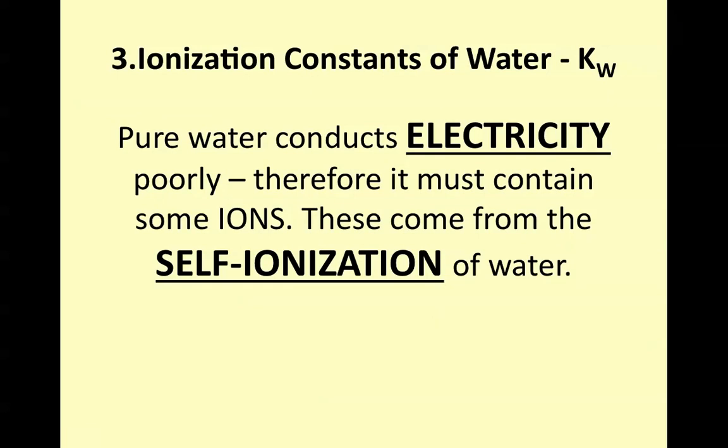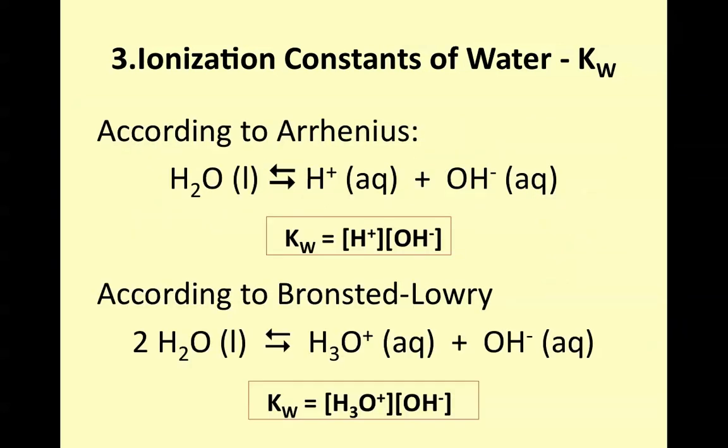Finally, ionization constants of water. Pure water conducts electricity poorly, therefore must contain some type of ions. And this actually comes from the self-ionization of water, where some of the water molecules are actually ionizing in solution. Now, according to Arrhenius, if water is ionizing in solution, it's producing H plus and OH minus ions. So Kw is equal to the concentration of our proton times the concentration of hydroxide ions. According to Bronsted-Lowry, very similar type of thing. If we have two molecules of H2O that are reacting together, one giving up a proton, one accepting it, we make H3O plus or hydronium plus hydroxide, which we can see then by Kw.